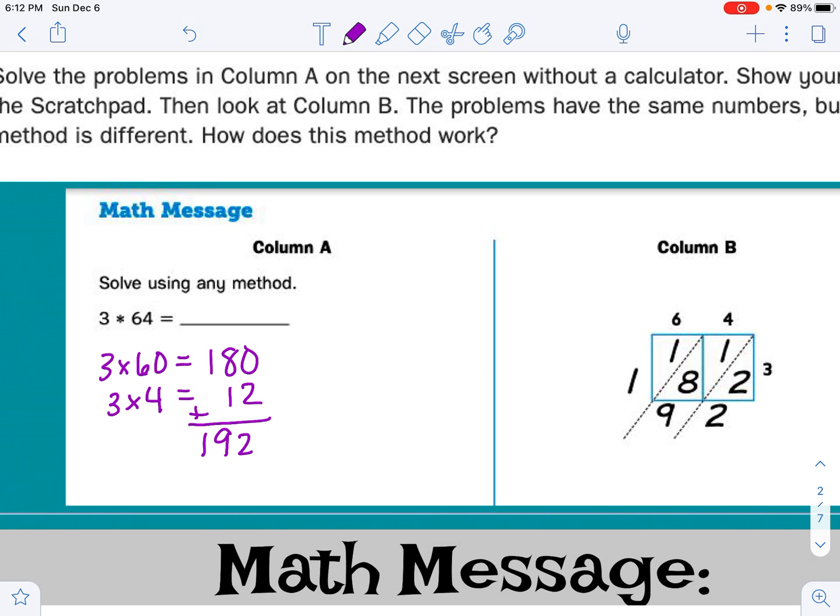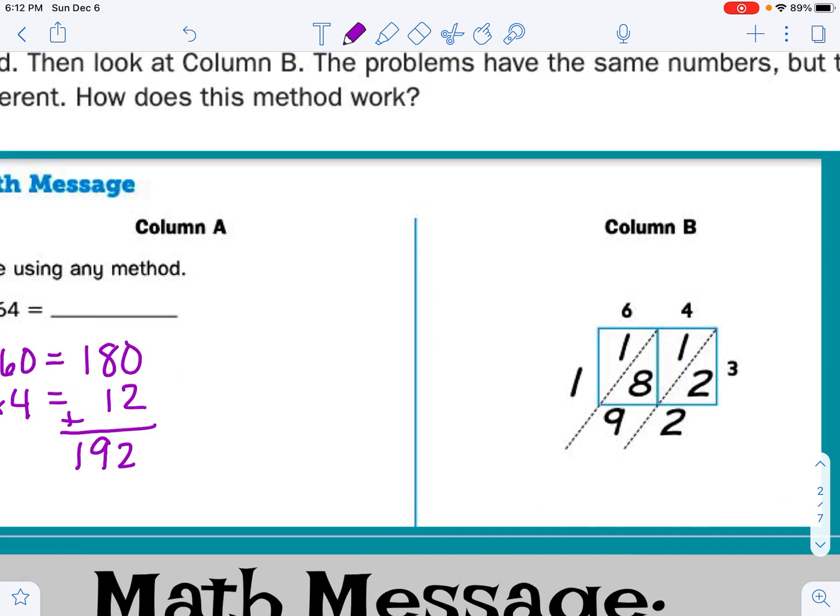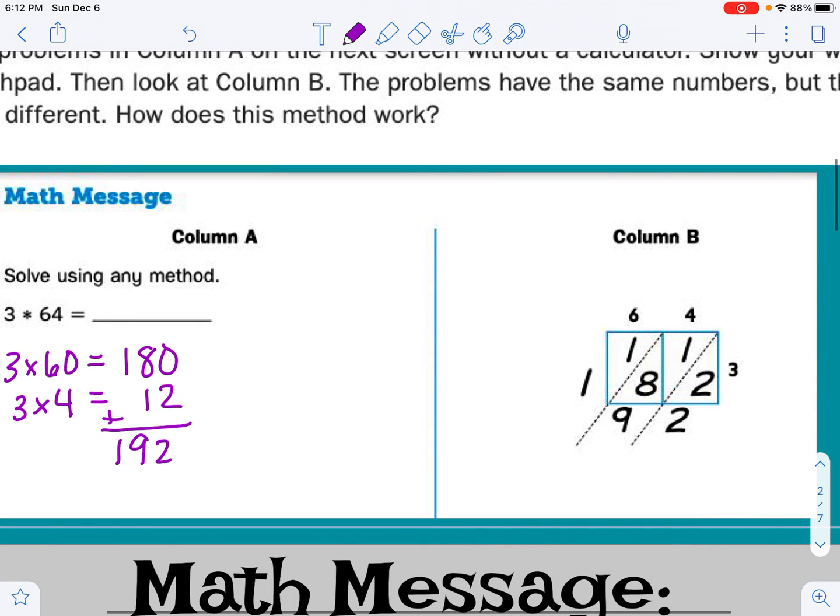So when I go over to the lattice method, I'm looking for what I notice they have in common. What stands out to me is this 12 right here is the same as this 12 here. When we did 3 times 4, we got 12, and there's 4 and 3. So 3 times 4 is 12. The other thing I notice is the 18. When I did 3 times 6, it gives me the 18.